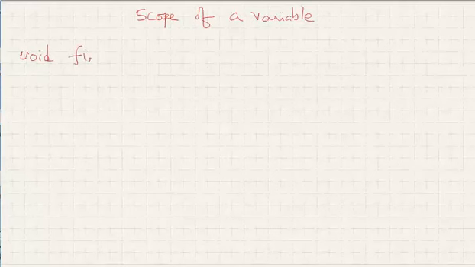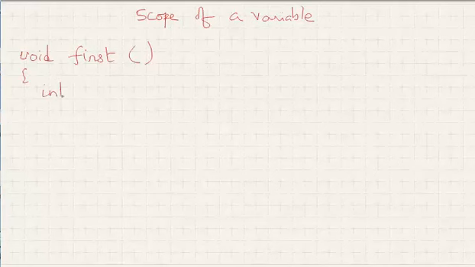We will talk about the scope of a variable. Let's take a simple example. Say void, name of the function is first, doesn't take anything.